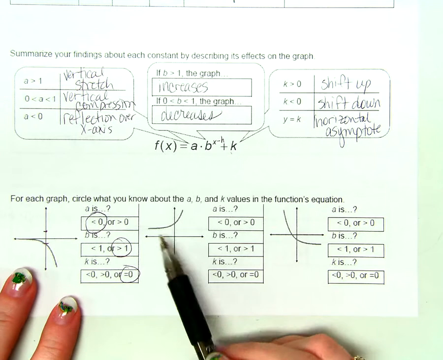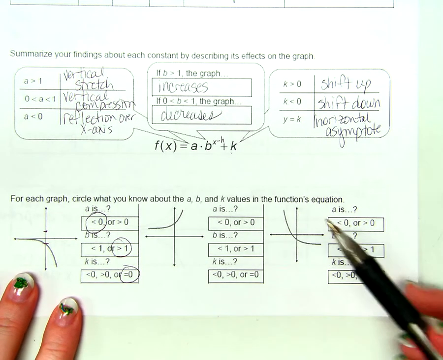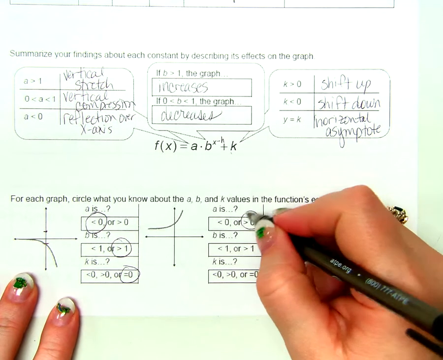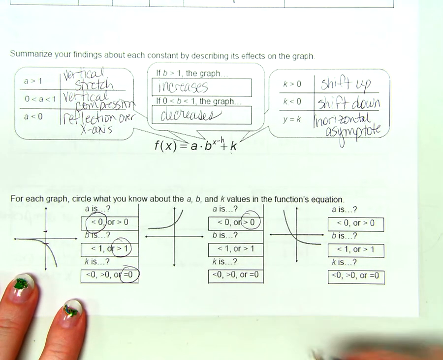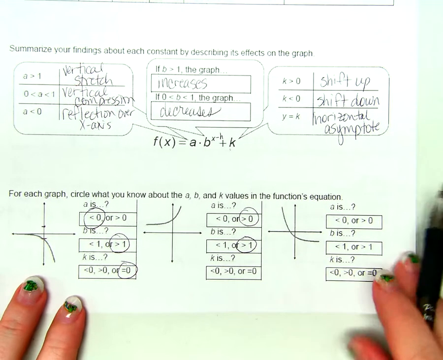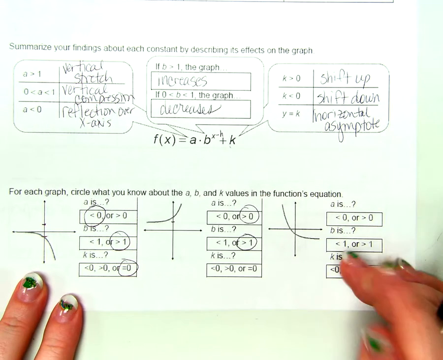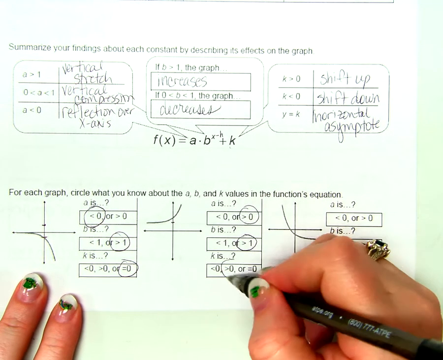Okay? What about this one right here? What about A? What about the multiplier? Is it less than 0 or greater than 0? Greater. What about B? Is it less than 1 or greater than 1? Greater because it is increasing. What about K? That's probably 1 right there, isn't it? So K is probably greater.